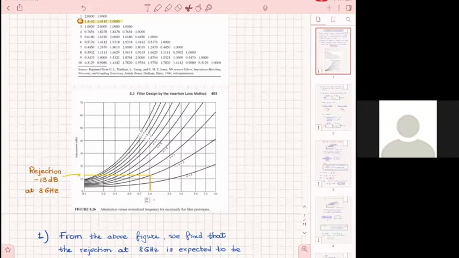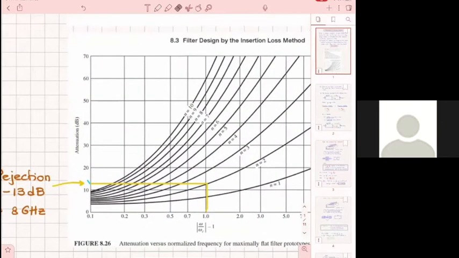In any case, if I tell you 15, and 15 is here, there, and I draw a line here. Hope it's going to become a line. Okay. In this case, you're going to go for n equals 3. It's better to over design than under. It's better to have more rejection than less.